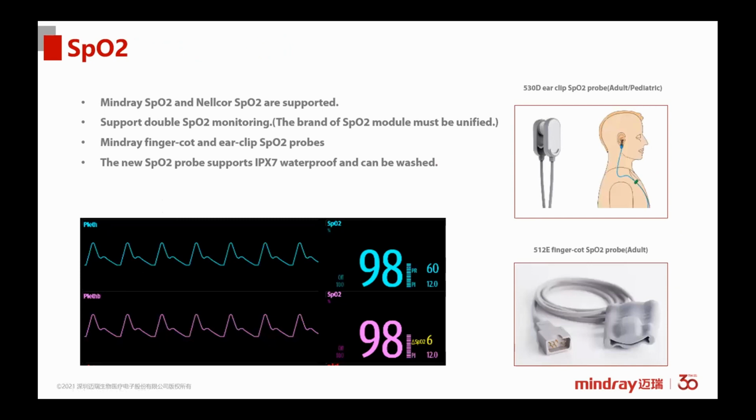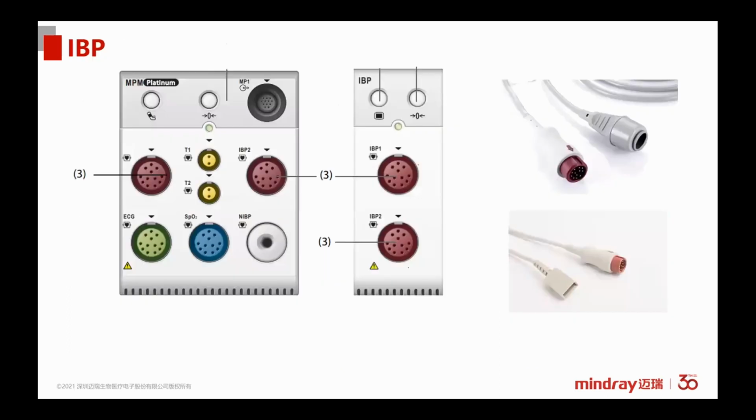Okay, so next one is for our SpO2 function. Mindray patient monitor N-series can support 2 different brands of SpO2. The first is the Mindray SpO2. The second one is the Nellcor SpO2. Also, we can support double SpO2 monitoring. With this configuration, we can implement the CCHD function. Also, we have 2 different types of SpO2 sensor, the finger clip and the ear clip. And the new SpO2 sensor now supports IPX7 waterproofing, and the sensor itself can be washed.